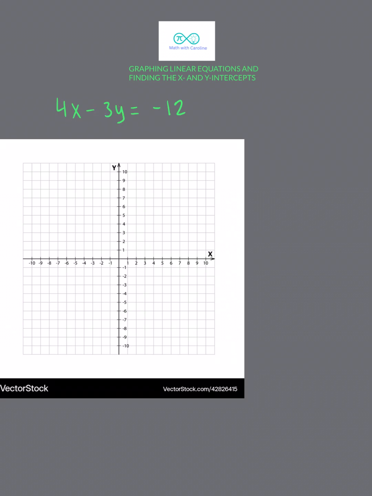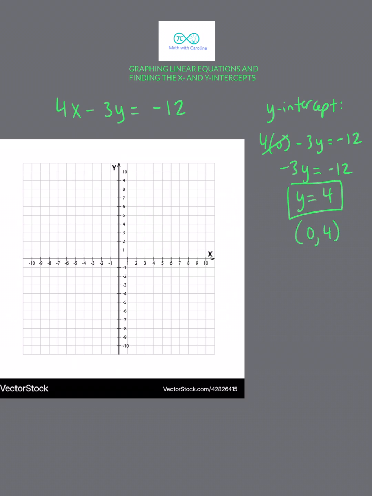So let's do that now. To solve for the y-intercept, you set x equal to 0 and solve for y. So this completely goes away, and we just have negative 3y equals negative 12. Divide both sides by negative 3, and we get y is positive 4. Which means that we have the point (0, 4) on our graph.